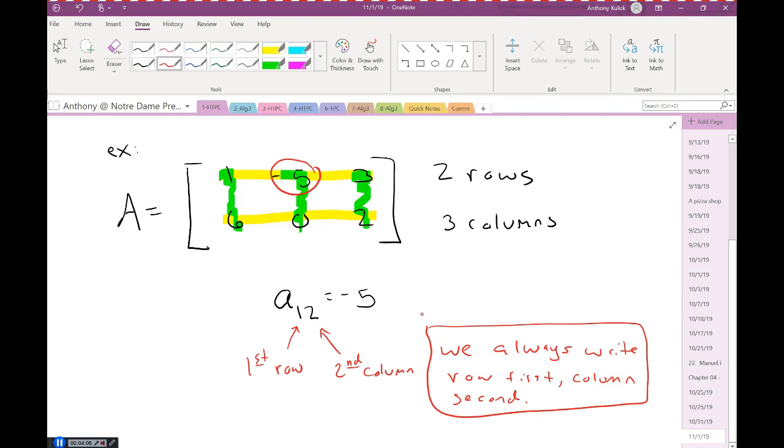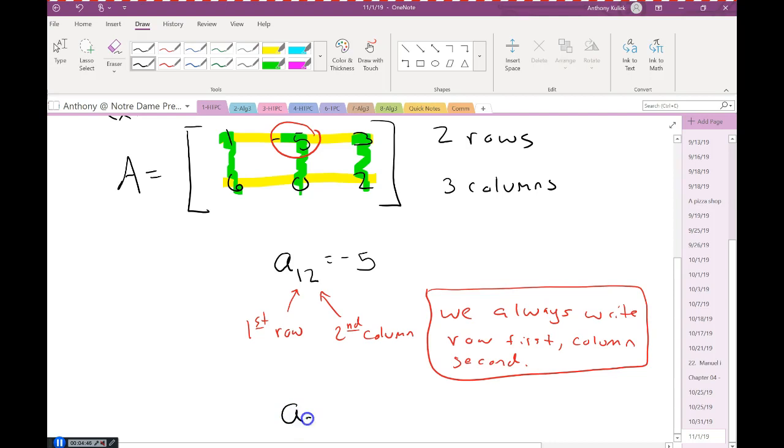When we describe a point, what order do we write the coordinates for a point? We write the x first and the y second. What direction does the x coordinate describe? Left and right. What direction does the y coordinate describe? Up and down. When we describe these matrices, we describe row first, column second. Rows go left and right. Columns go up and down, just like the x's and y's do, right? So it should be easy to remember. Just remember it's just like a point.